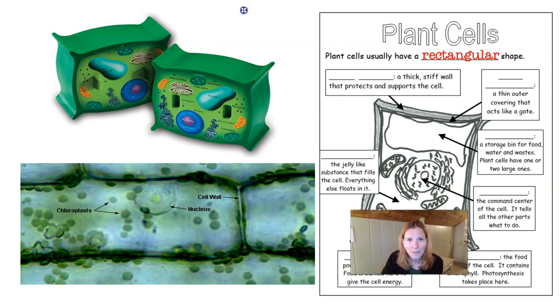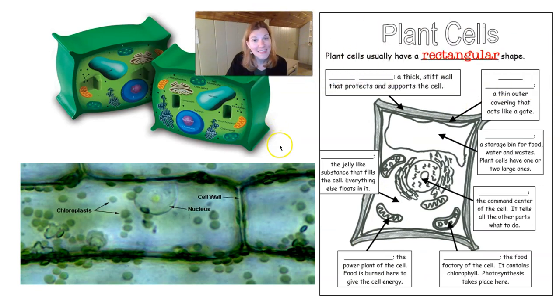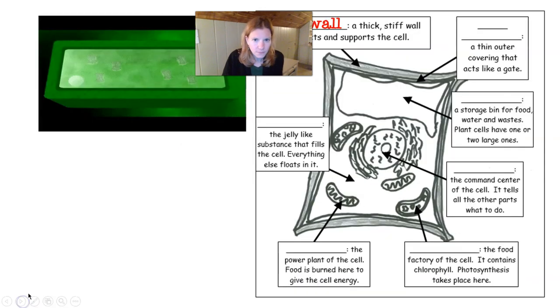Now let's take a look at our plant cell. Our plant cells have those same 5 parts, but then they also have some other parts that we need to know as well. So we're going to look at 2 more parts that are specific to plant cells that animals do not have. So first of all, plant cells are rectangular in shape, as you can see from our model here, or from this picture of a cell under the microscope.